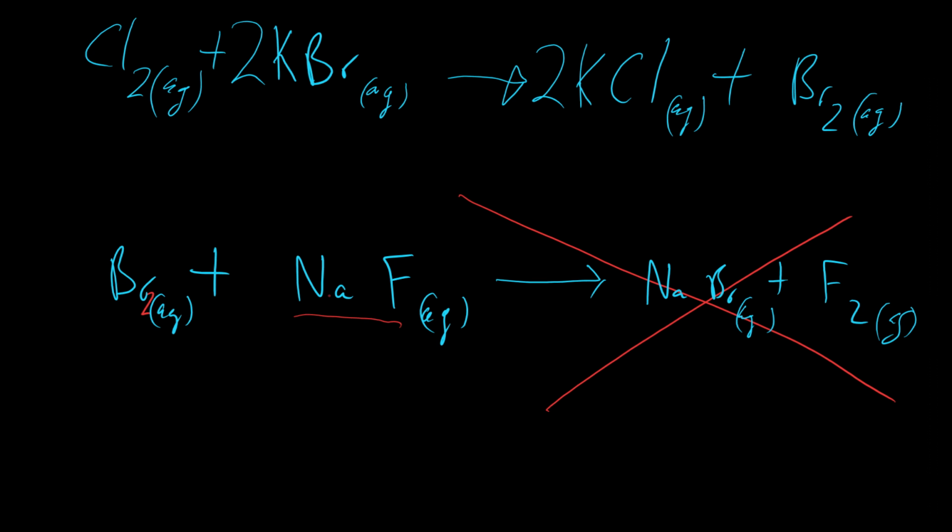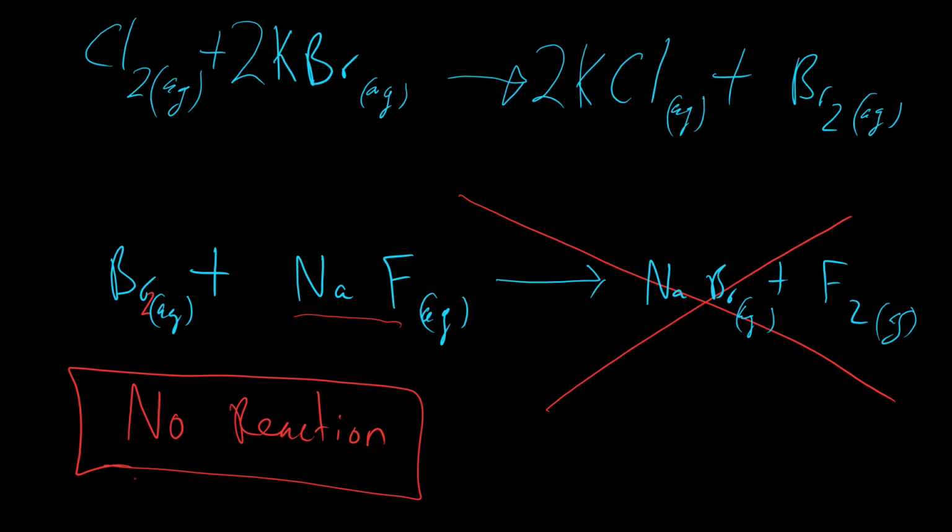So if you added bromine to sodium fluoride, you would see no reaction. So there would be no reaction. Okay, and that is what you would say. You wouldn't be able to see anything in the solution because no reaction has formed. There's not going to be a color change, and that is it.